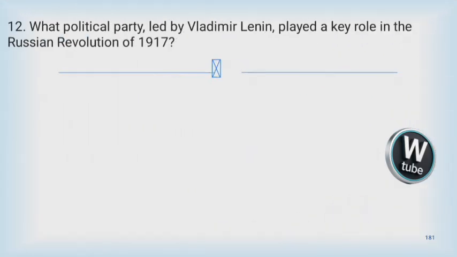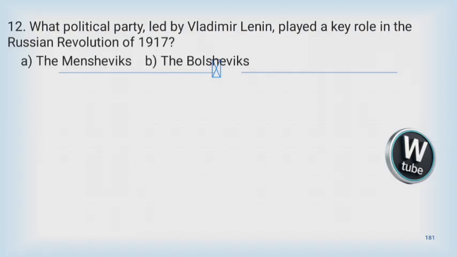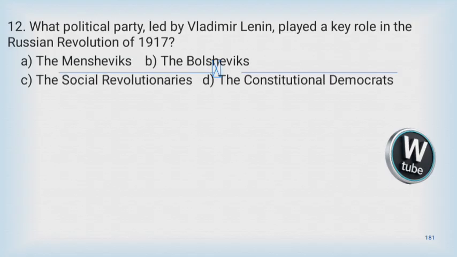Number 12. What political party led by Vladimir Lenin played a key role in the Russian Revolution of 1917? A. The Mensheviks. B. The Bolsheviks. C. The Social Revolutionaries. D. The Constitutional Democrats.